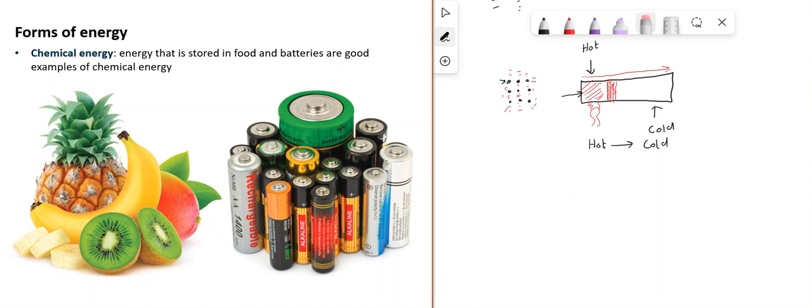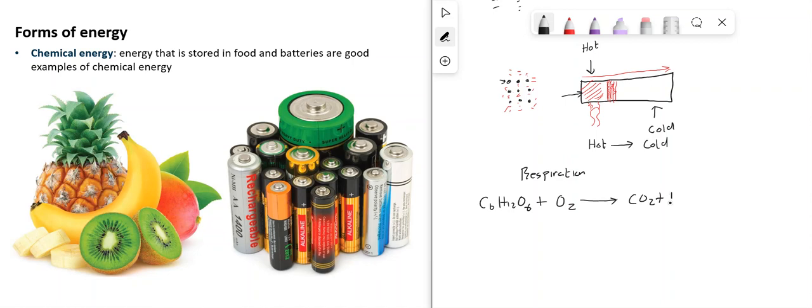A really good example in relation to chemical energy is respiration. Respiration is C6H12O6 plus O2, which is oxygen, and our body burns that, and it produces CO2 plus H2O plus energy.